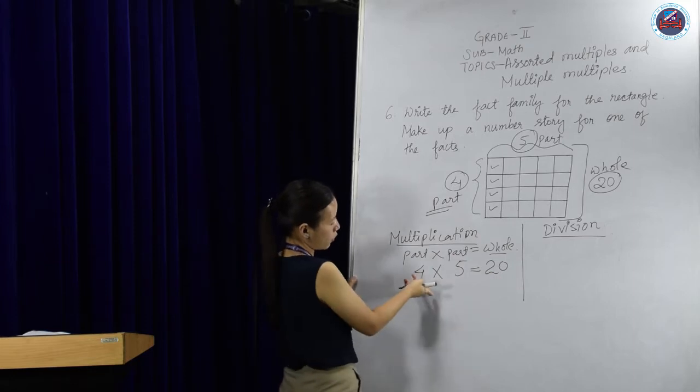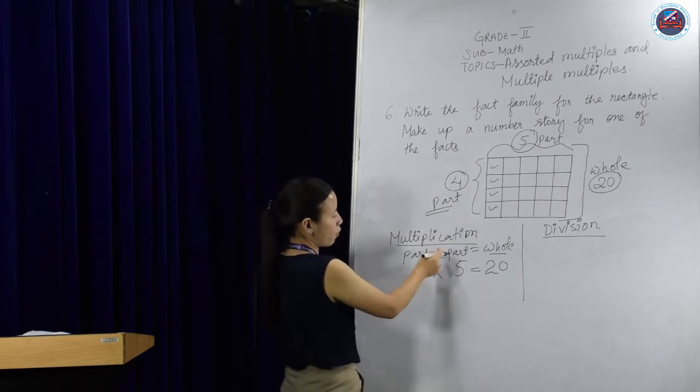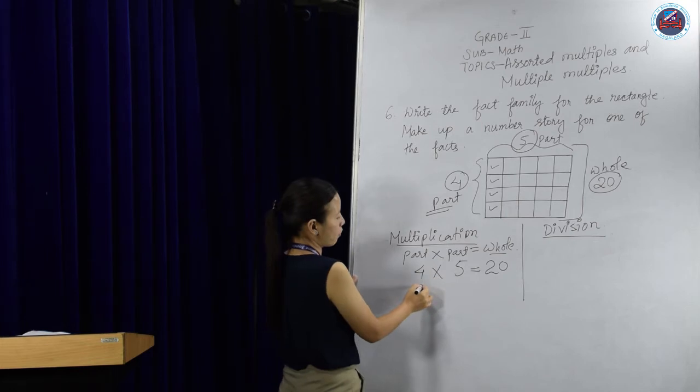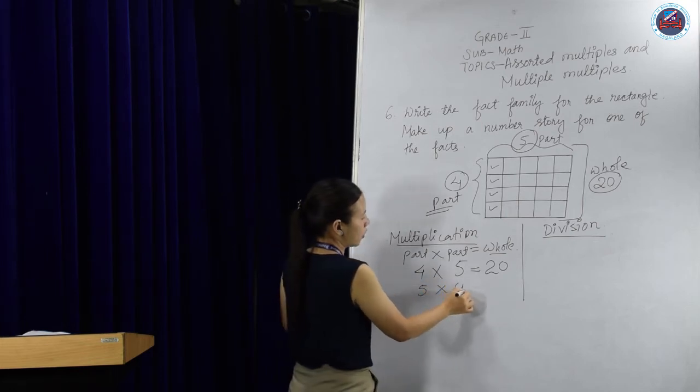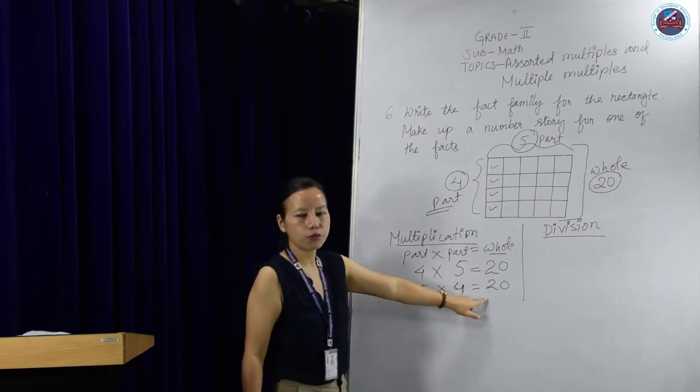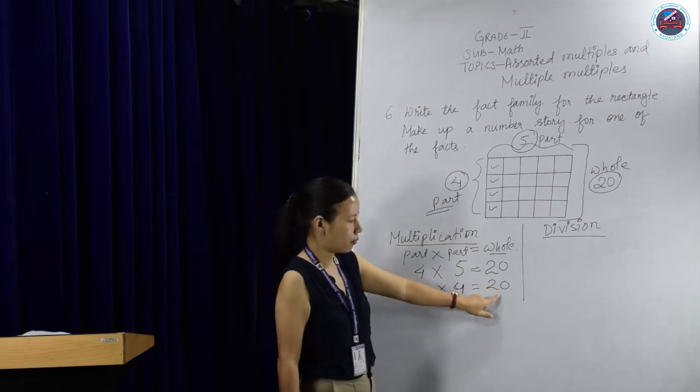Or we can also write another way. I'm going to change the order of the numbers. 4 into 5, I'm going to write this time as 5 into 4 equal to 20. So even if you change the order of the numbers, your product will remain the same. That is, your answer remains the same.